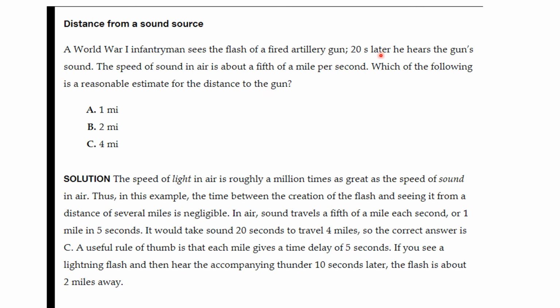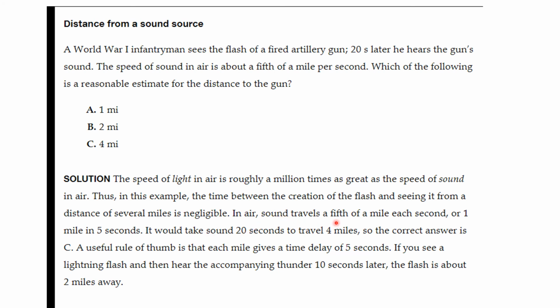So you see he heard it in 20 seconds. So it's A, B, or C. You would know what to do, but let's talk about it. The speed of light in air is roughly 1,000,000 times as great as the speed of sound in air. Thus, in this example, the time between the creation of the flash and seeing it from a distance of several miles is considered to be negligible.